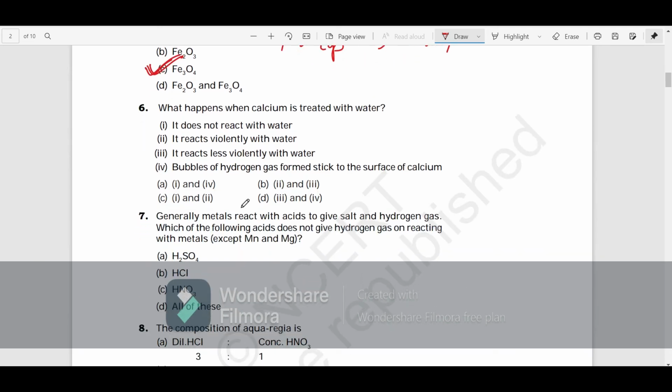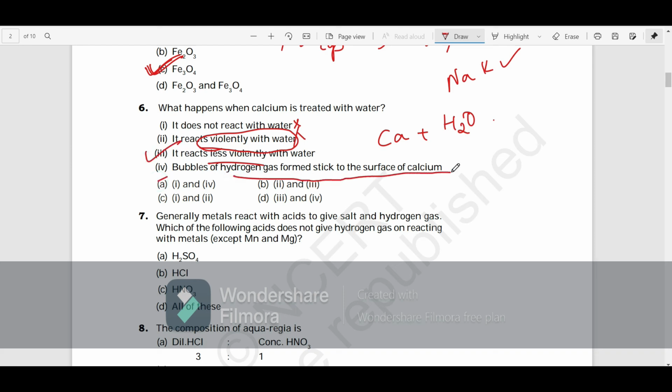What happens when calcium is treated with water? Does it not react with water at all? Nope, it does react. Does it react violently with water? No. See, sodium and potassium will react violently with water. It reacts less violently with water is true. It will react but less violently. Bubbles of hydrogen gas formed stick to the surface of calcium. Here you'll get hydrogen gas, right? These are going to stick to the surface of calcium and help it float. So 3 and 4. Okay.